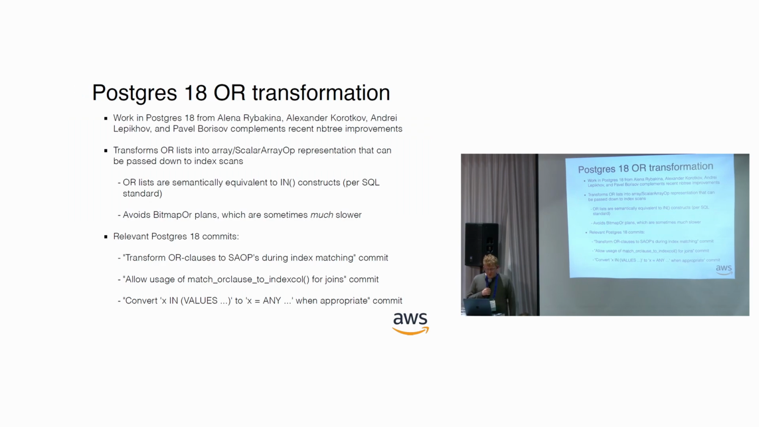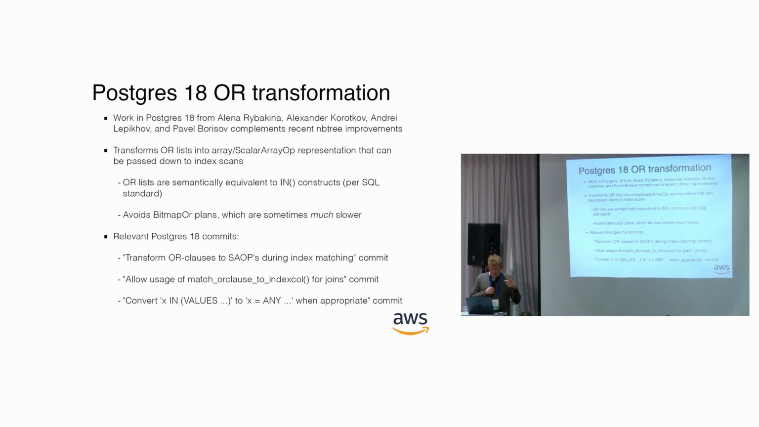As I mentioned, Elena Rybakina, she's right there, Alexander Korotkov and others. That's just a number of commits in this area. The basic work was the transformation of an OR clause into a scalar array op, and then there's also cases involving joins. So you can do a join that has an OR condition in it, and you'll get a nested loop join, and the inner index scan will be able to push down the multiple distinct elements as an array. So there are scenarios which that could be very useful if you have an OR and a join condition. They can make quite a big difference.